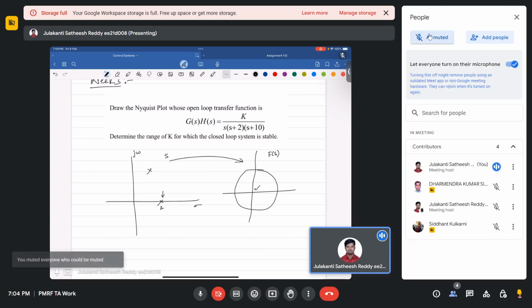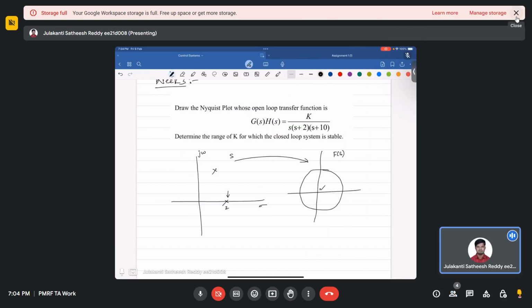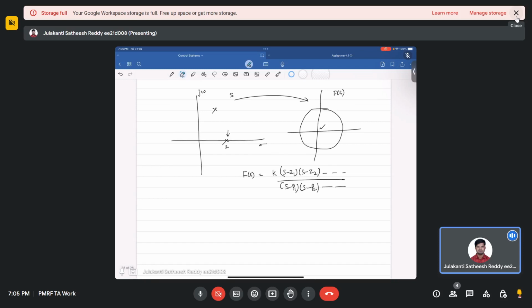The number of components lying in the right half of the S plane determines how many encirclements can happen. Suppose we normally define f(s) as some gain k times (s minus z1)(s minus z2) and so on, divided by (s minus p1)(s minus p2) and so on. Consider that z1, z2 and p1, p2 and so on are all positive. So here we have Z2, this is Z1, and here it is P1, and this is P2.